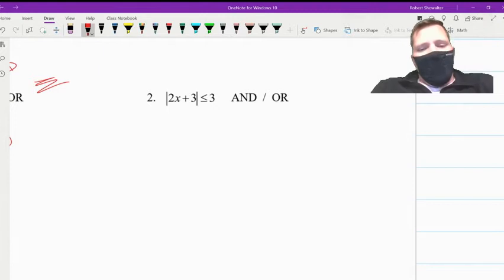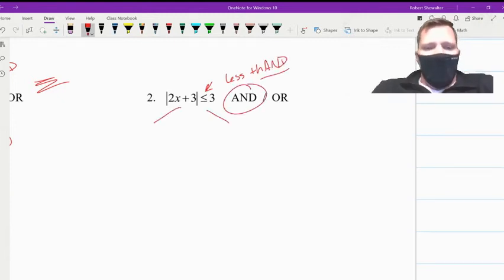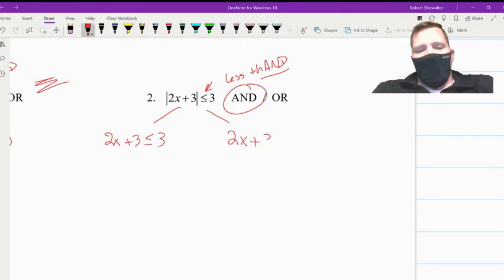Here's a little bit of a different situation. It's less than or equal to, less than. So it's an and. When we split it, we keep all the same stuff over here. We drop the absolute values. We go to this side, we're going to flip the inequality sign and make that other side a negative. And then we're going to turn around and solve it.